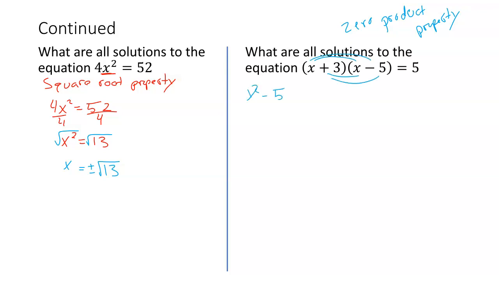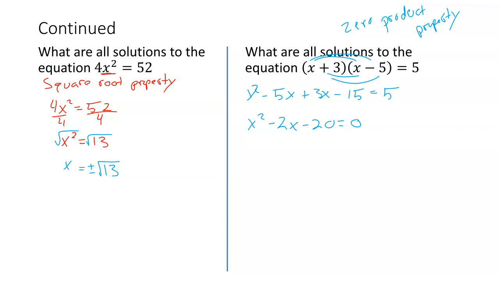X squared minus 5x plus 3x minus 15 equals 5. Combine like terms, get everything to one side. X squared minus 2x minus 20 equals 0. Alright, so from here our options are several. We can either A, try and factor it to solve. B, we can complete the square so that we can use the square root property. I highly recommend against it because that is the most time consuming of the methods. Or C, we can use our quadratic formula.